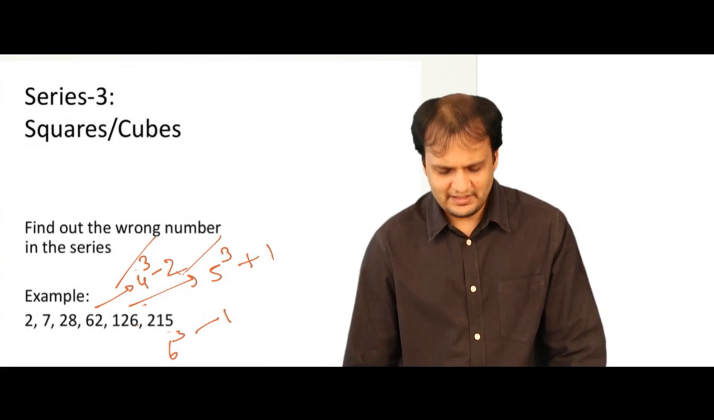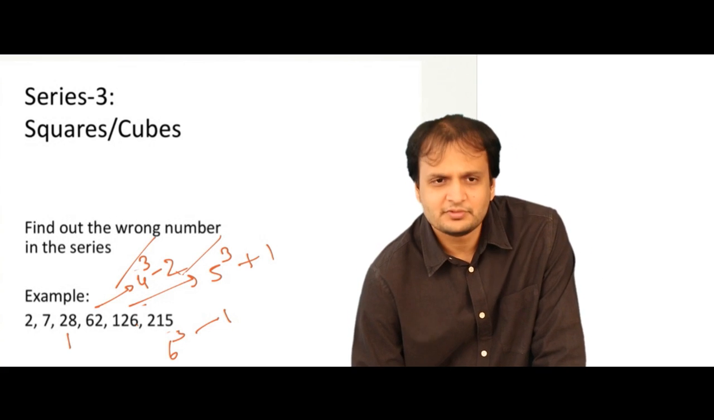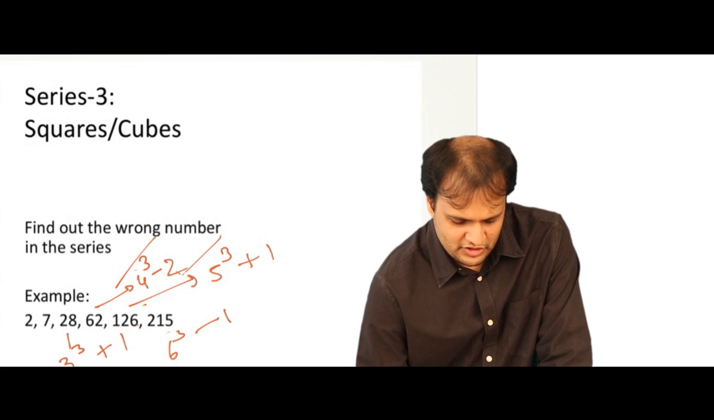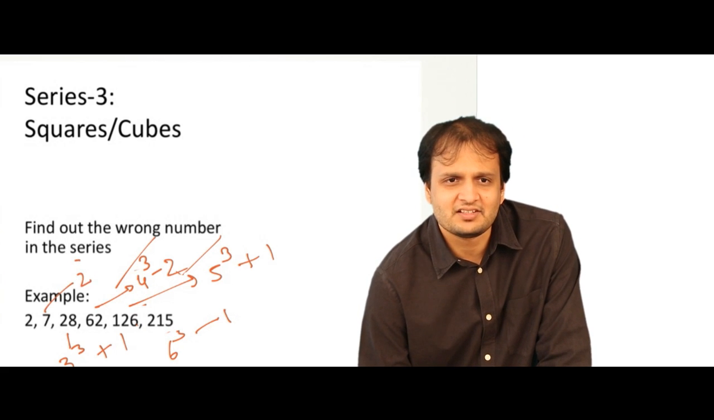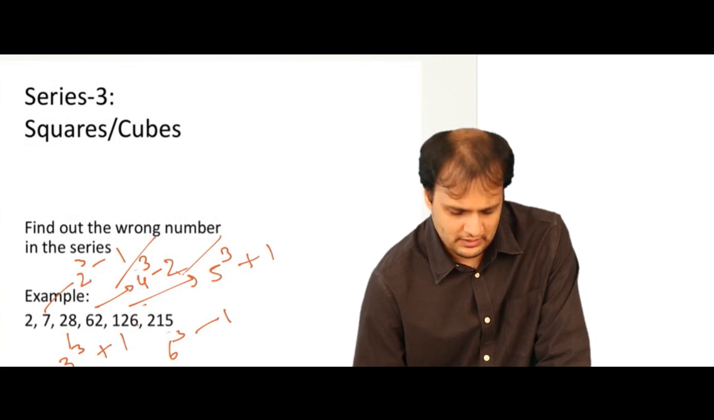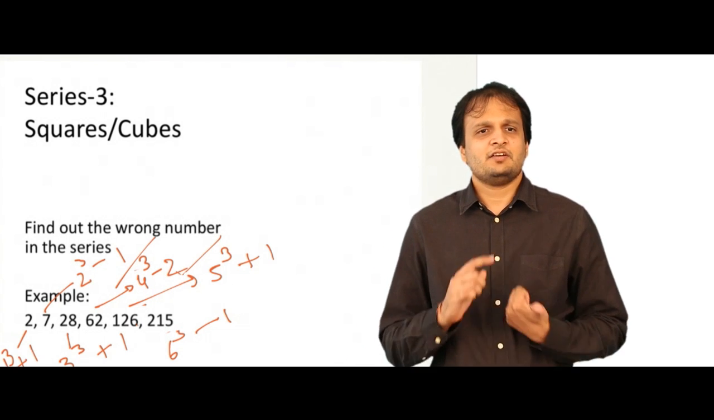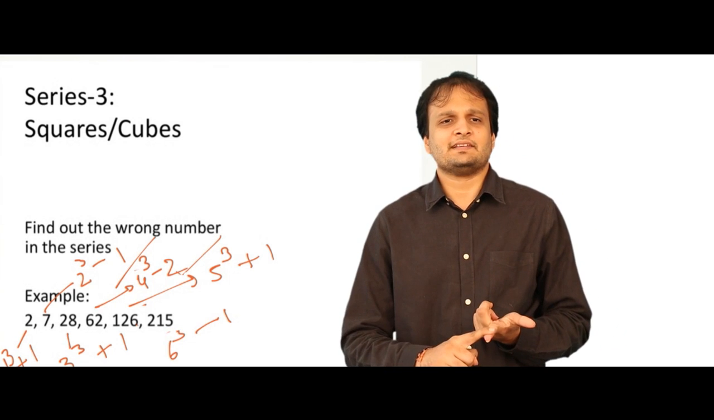Then look at 28. So this should be next to 3 cube. So 3 cube is 27. So this is 3 cube plus 1. So this should be close to 2 cube. 2 cube is 8. So this is 2 cube minus 1. And this is close to 1 cube. 1 cube plus 1. So see what we are getting? 1 cube plus 1. 2 cube minus 1.